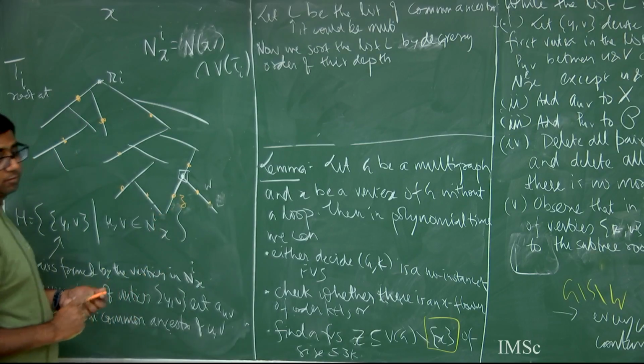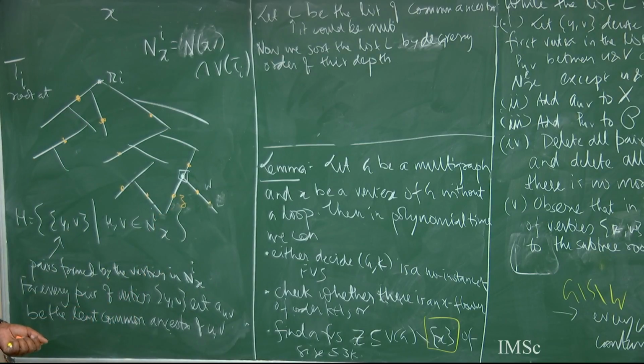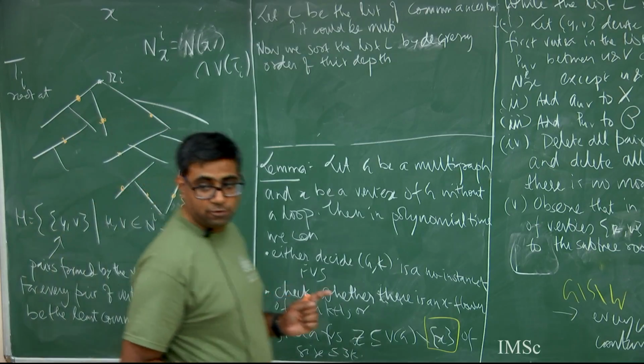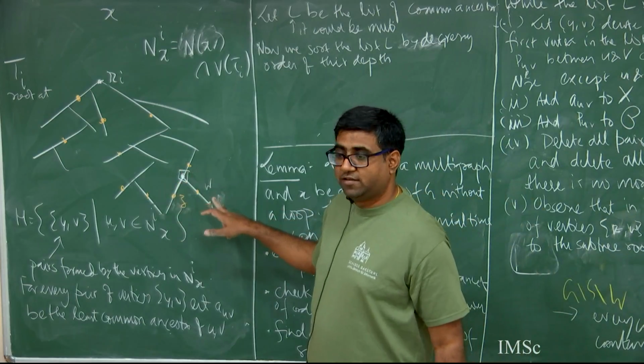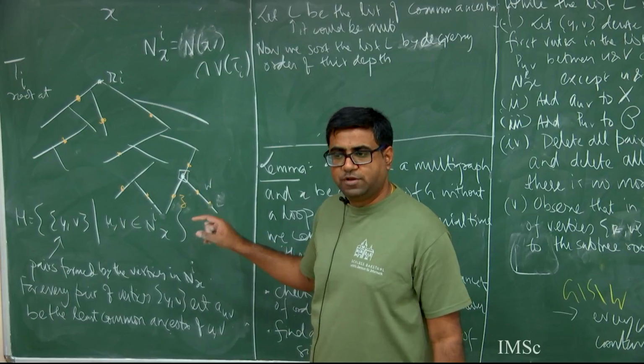Why can't this happen? Because their common ancestor would be AUV. Yes. And what did we decide to do? Delete, right? So when I decided to delete this X, this path does not exist at all. So we have destroyed this path.